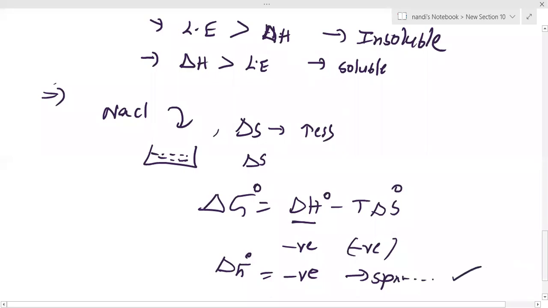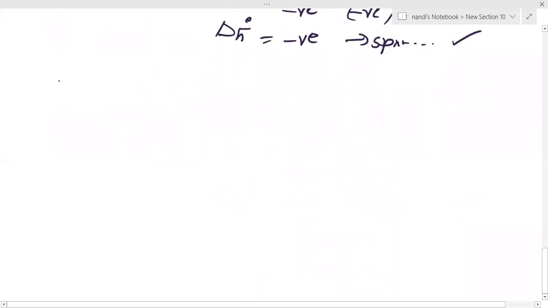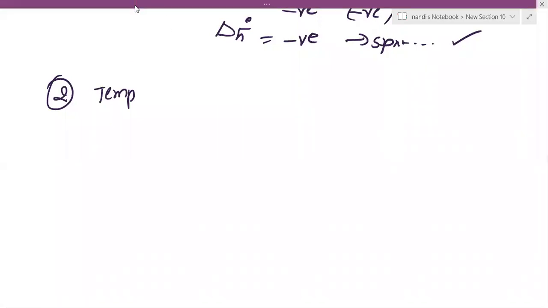Understood? So delta H and temperature decide the solubility, because whenever ions dissolve in water, delta S is always positive. Now delta G negative or positive is decided by whom? Delta H and temperature. Now we can see the second step, the second factor: effect of temperature on solubility. Please note down that point.